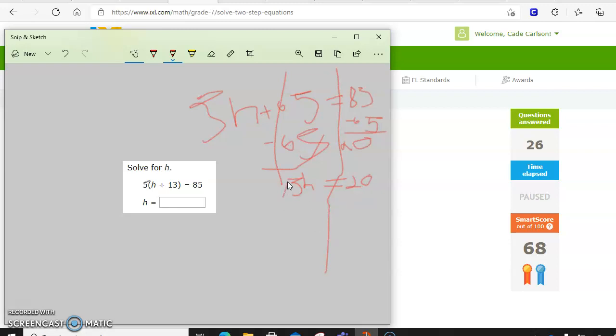And you have to divide by 5, because it is multiplying that 5 by the h. So divide by 5, divide by 5, okay, and then that is crossed out, so then you just have h equals 20 divided by 5, which equals 4, so h equals 4.